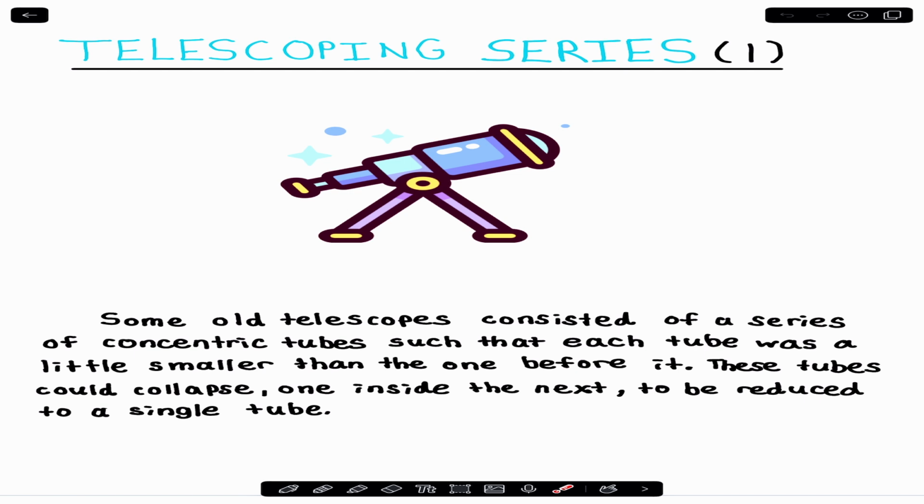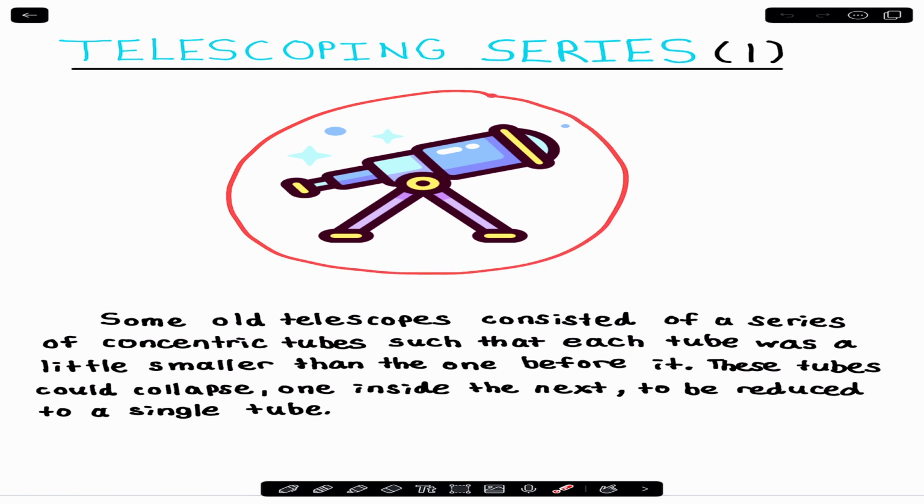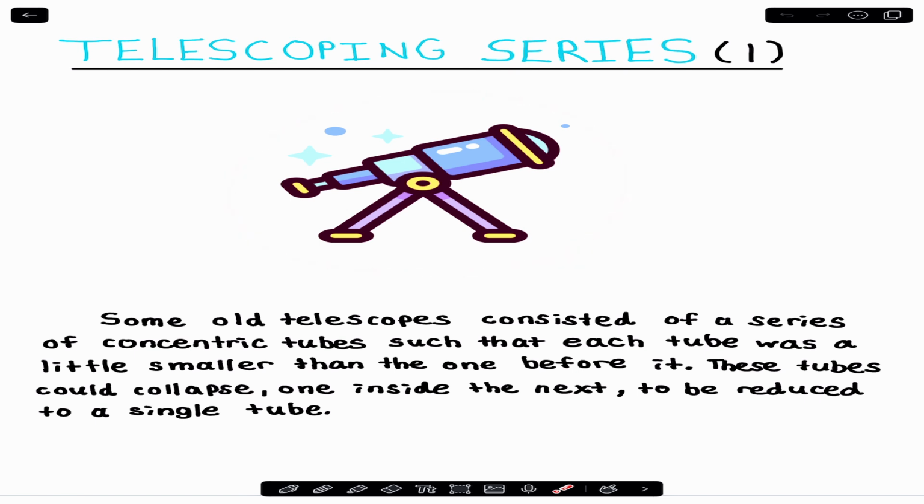So as you can see over here, there's a little picture of a telescope. Because in the old days, the telescopes consisted of a series of concentric tubes such that each tube was a little smaller than the one before it. So you can see we got a little tube here that fits into this bigger one, that fits into this bigger one, so on and so forth. And the thing about these telescopes is that these tubes would collapse one inside the next to be reduced to a single tube.